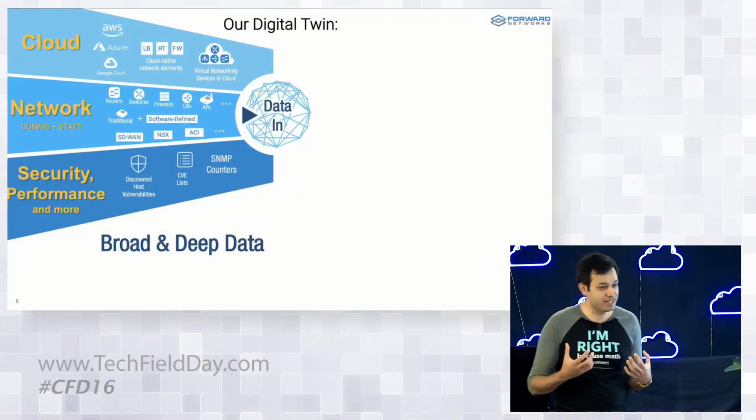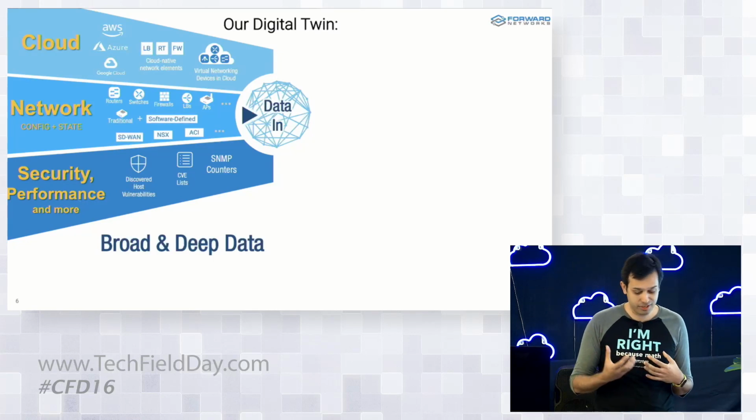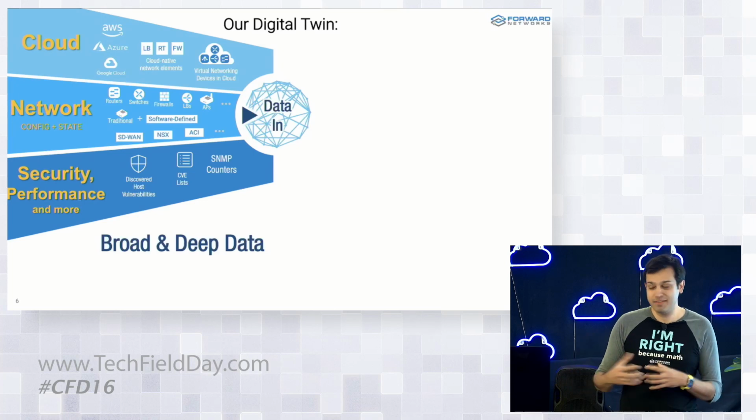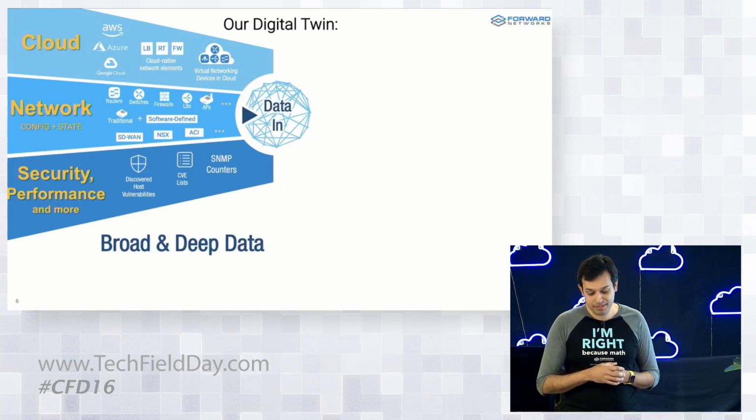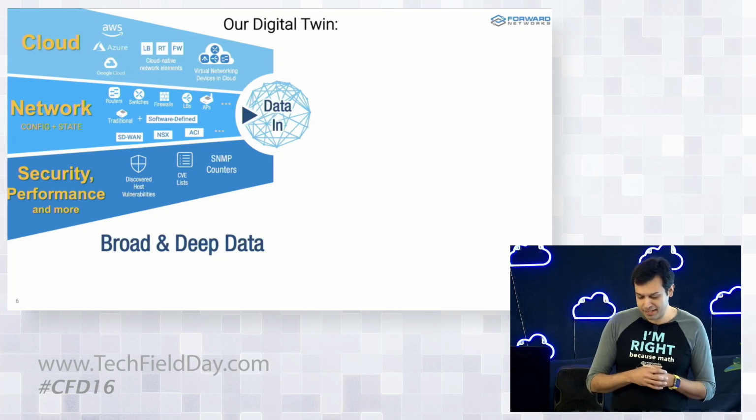Okay, that makes sense. So our digital twin is kind of similar to that. We started by pulling in data, config and state from all traditional networking devices like switches and routers and firewalls and load balancers. Then we expanded to SD-WAN and more software-defined elements like NSX and ACI.